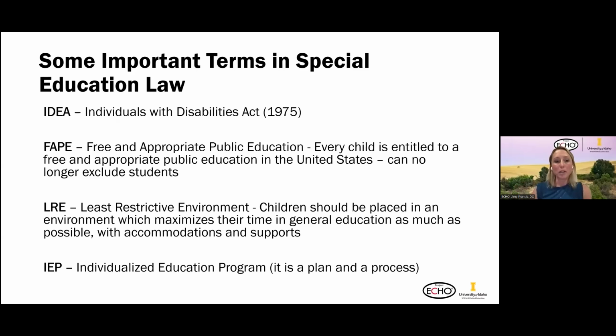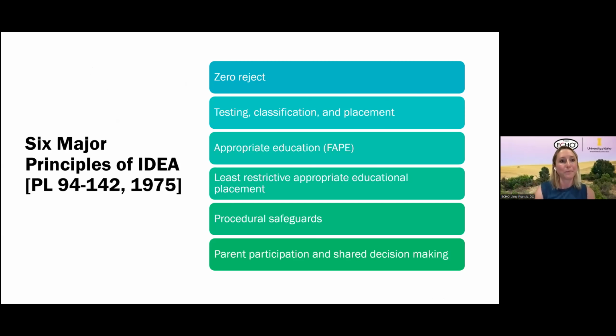And then, of course, IEP, Individualized Education Program. But it's not just a program, it's a plan and a process as well. Next slide. There are six principles of IDEA. So we talked earlier about zero reject. Schools can no longer deny a child a public education based on their disability. They need to provide testing, classification, and placement. Again, free and appropriate public education, least restrictive environment.